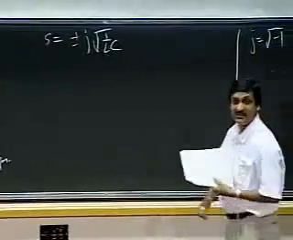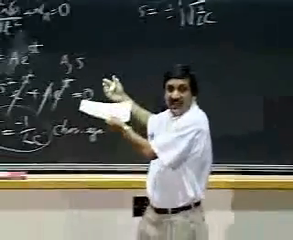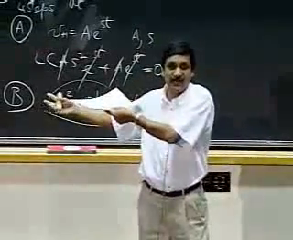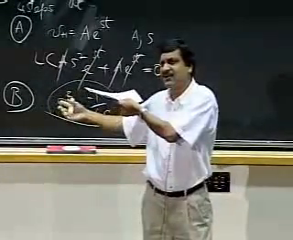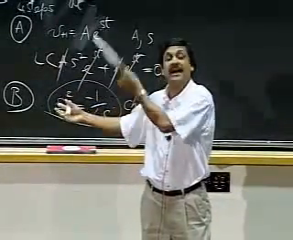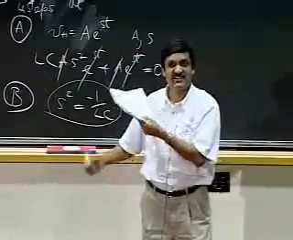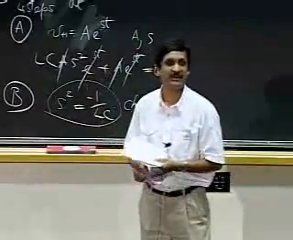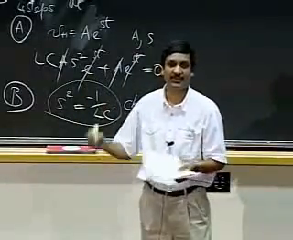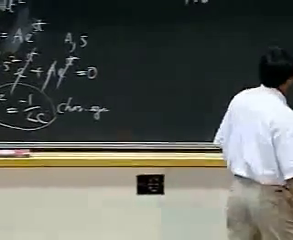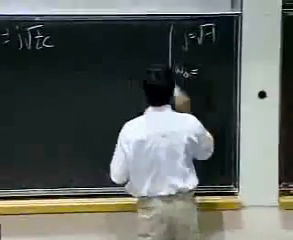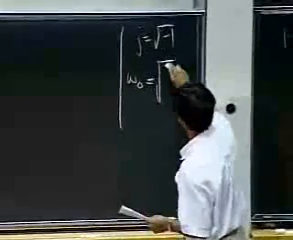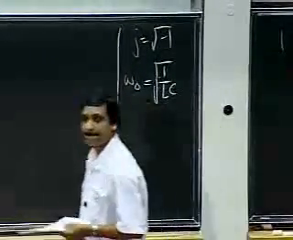Just as a shorthand notation, much like I had a shorthand notation for RC, what was my shorthand notation for RC? Tau. Just as tau was big in first order, we have a corresponding thing that's big in second order, and that's omega naught. Omega naught is simply 1 by square root of LC.